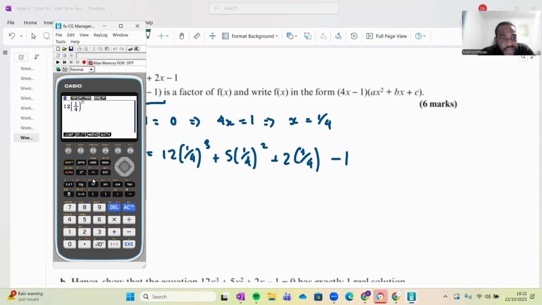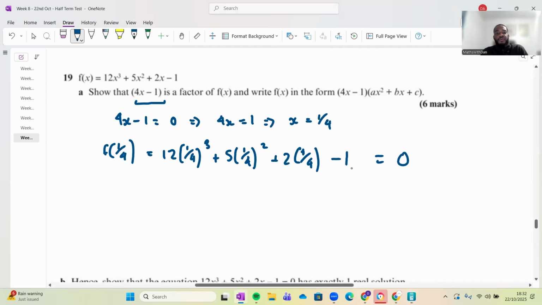Okay. So cubed, 3, and then plus 5 lots of a quarter squared, and then plus 2 lots of a quarter, which is a half, but I'll put it in anyway, and then minus 1. That gives us, I got a syntax error. What have I done? Oh, there, plus 5, my bad. Yeah, we get 0.